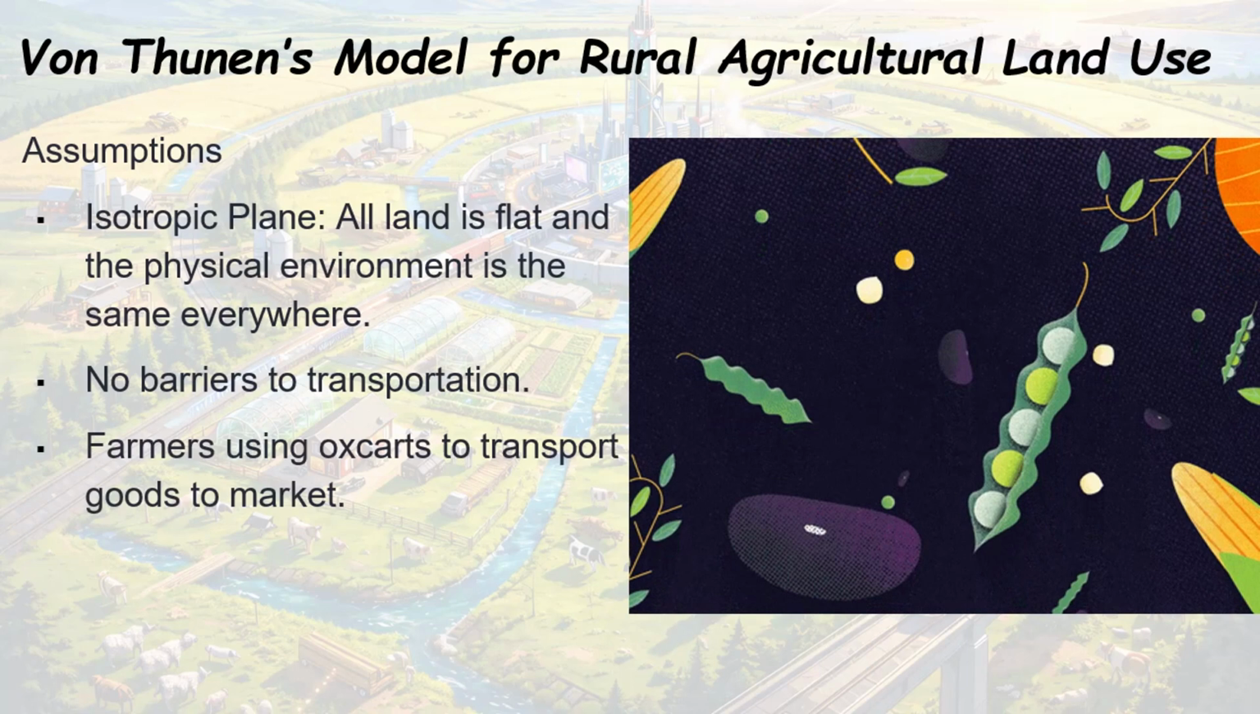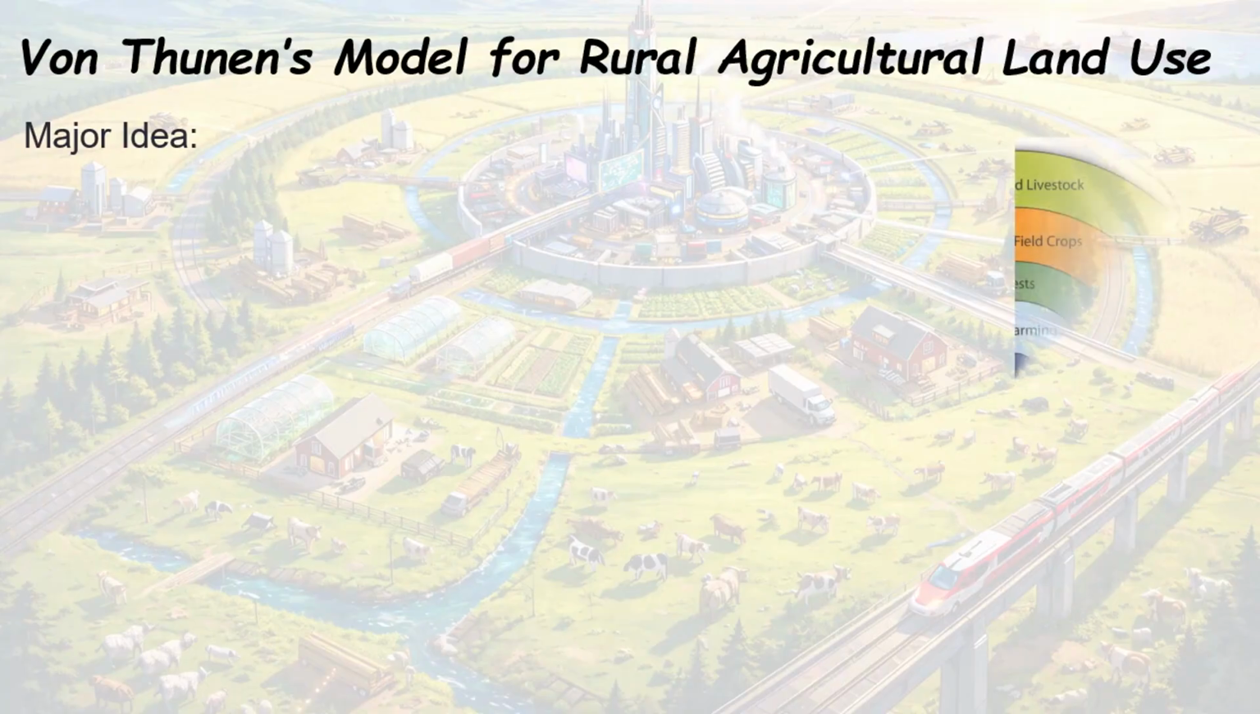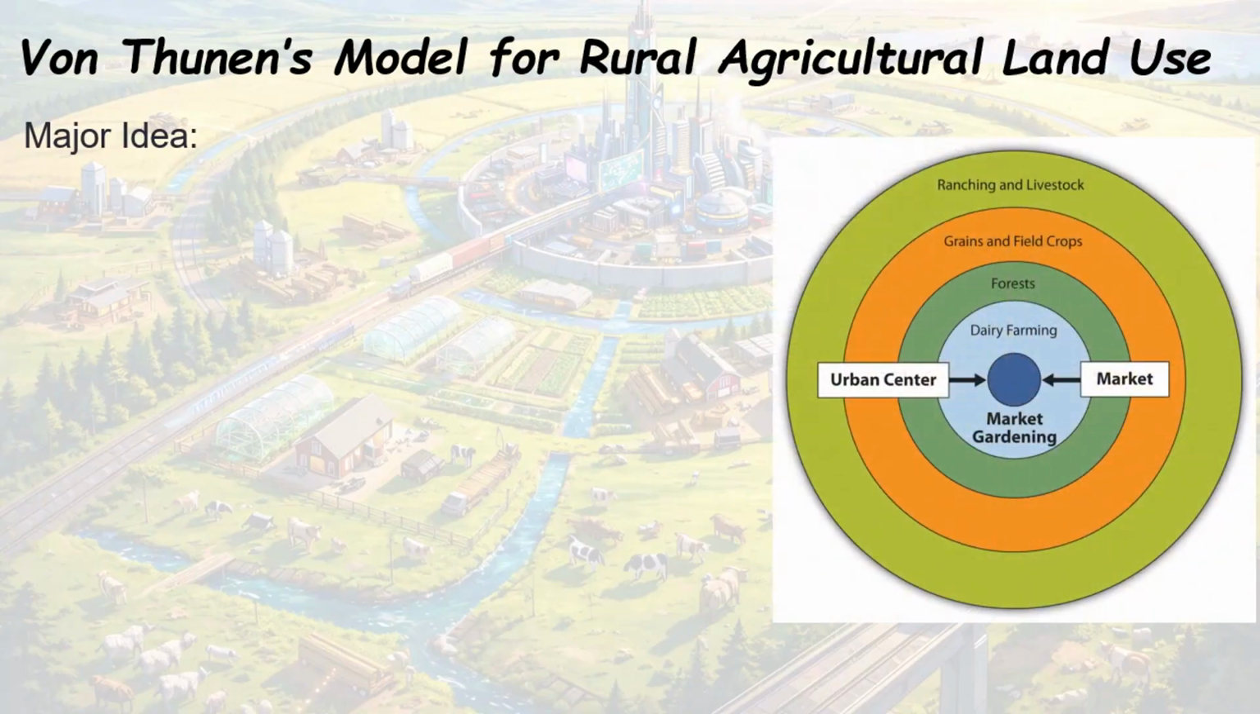Slow, steady, and very distance sensitive, which means the farther you go, the more expensive it gets to move your goods. These assumptions matter because they simplify reality so we can isolate one major variable: distance from the market. And that's where we're heading next. Because once transportation costs increase with distance, the entire landscape starts organizing itself into rings, like it's running on geographic algorithm mode. Boom! This is where the model actually starts cooking.